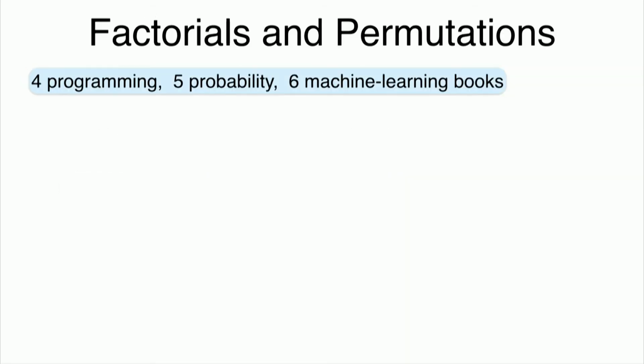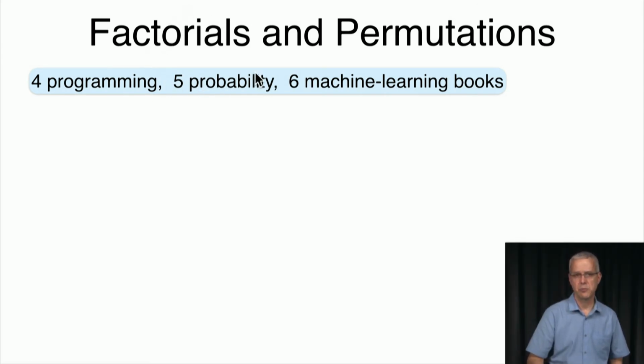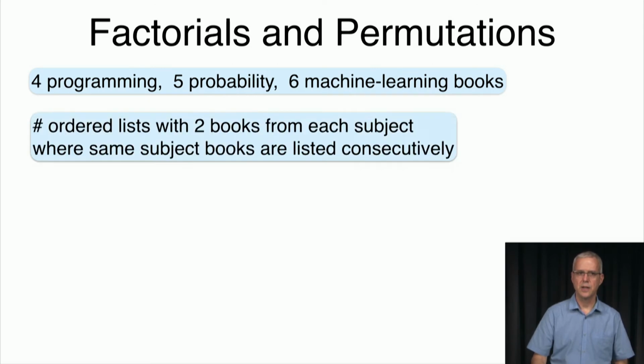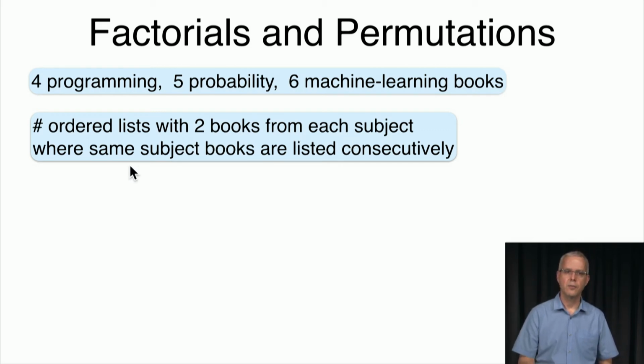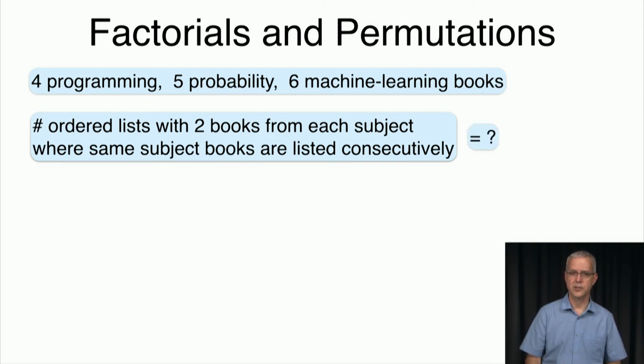So let's finish with an example of partial permutations. Imagine that you have 5 programming books, 5 probability books, and 6 machine learning books. And you wonder, how many ways can you write a list that contains 2 books from each subject, where books from the same subject are listed consecutively, namely next to each other? So we wonder how many such sequences there are.